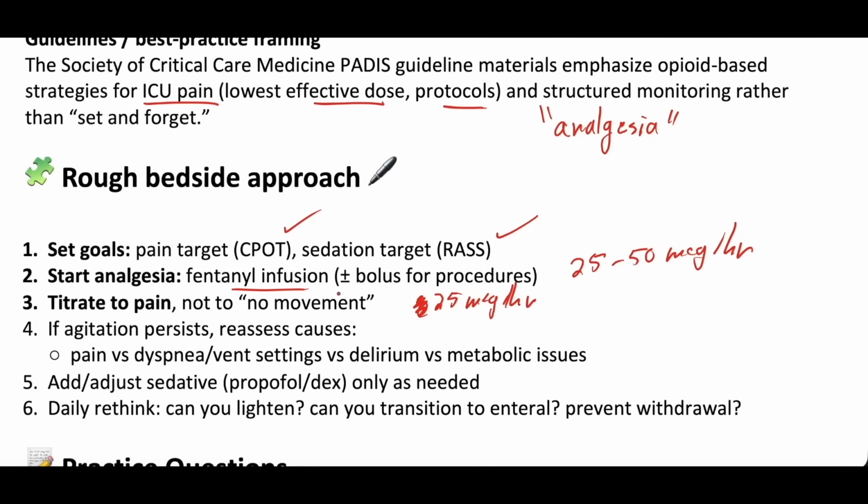If agitation persists, reassess the cause. Is it still pain, or is it delirium, metabolic issues, agitation? Add or adjust any sedatives that are treating your agitation, things like Propofol, things like Dexmedetomidine, and always rethink, right? Every patient should have a sedation vacation, a spontaneous breathing trial if they qualify. Can you transition enterally? Can you lighten it? How are we going to prevent withdrawal if they've been on this for quite some time? All right, that's all we have for you for fentanyl in a mechanically ventilated patient.